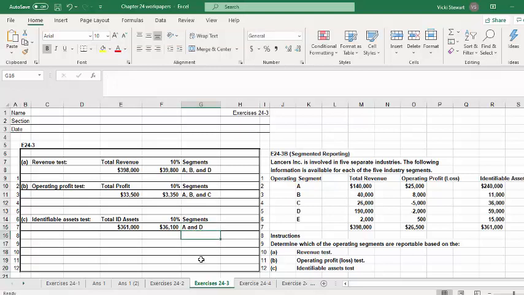Remember, when you're conducting the test, that a segment that meets any of the 3 tests is included. So the includable segments for this company would be A, B, C, and D. And that is the conclusion of the demonstration for exercise 24-3B.